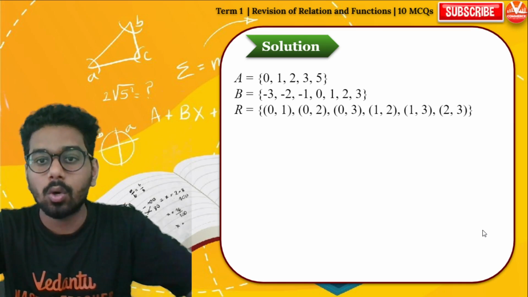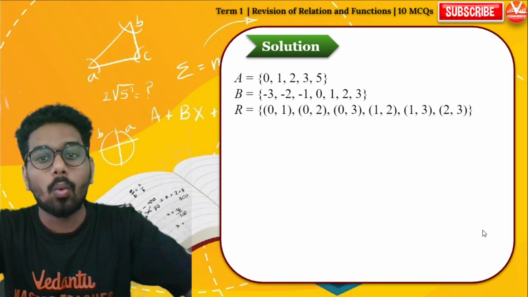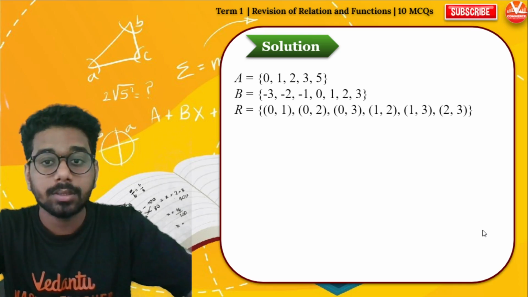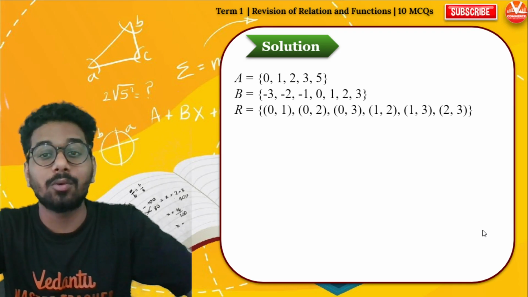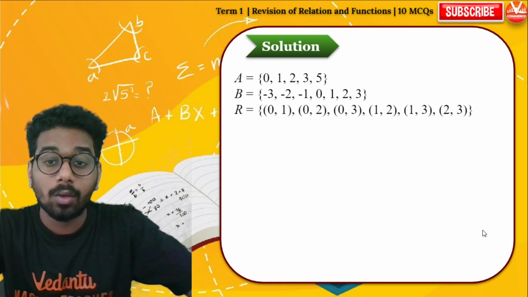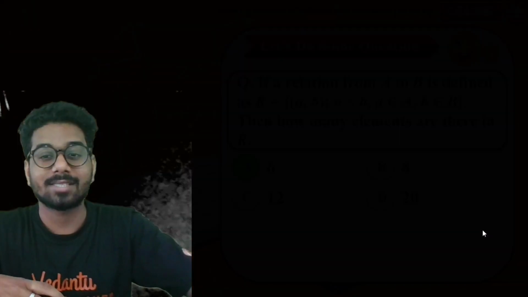You can also do (0, 1), (0, 2), (0, 3). Okay, (1, 2), (1, 3). Alright, (1, 2), (1, 3) and (2, 3). Because now 3 is equal to 3 and 5 is greater than. So how many? 1, 2, 3, 4, 5, 6. So 6 ordered pairs satisfy this.